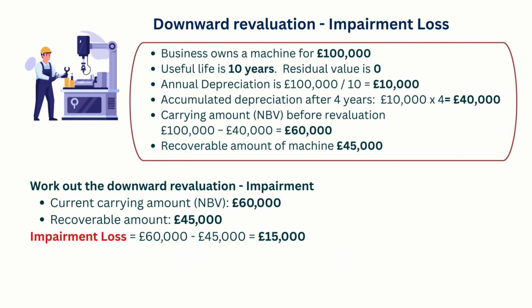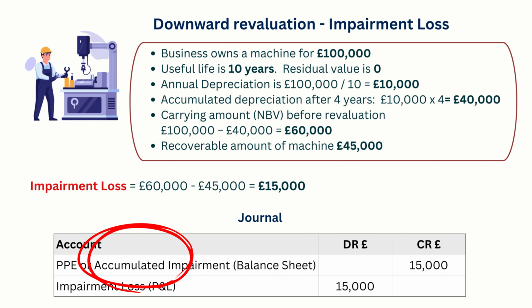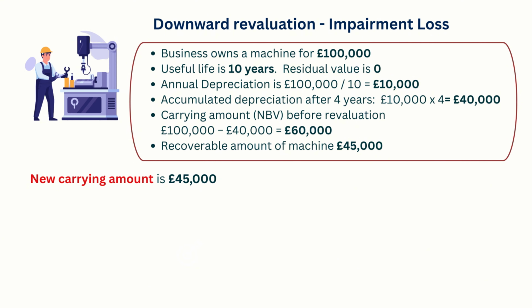Because the carrying amount is £60,000 and the recoverable amount is only £45,000, we must recognise an impairment loss. Impairment loss is £60,000 minus £45,000 equals £15,000. Impairment is recognised as an expense in profit or loss. Some companies credit the asset directly, others use a separate accumulated impairment account. The effect is the same, the asset's carrying amount is reduced. After recording the impairment, the new carrying amount of the machine becomes £45,000. This is the new revalued amount, and this is the figure we use going forward.